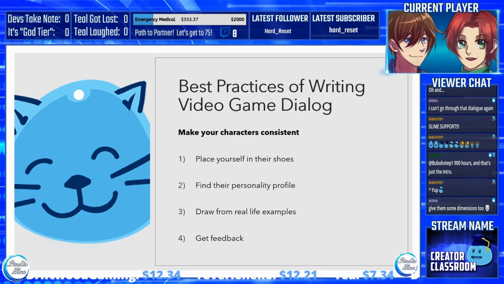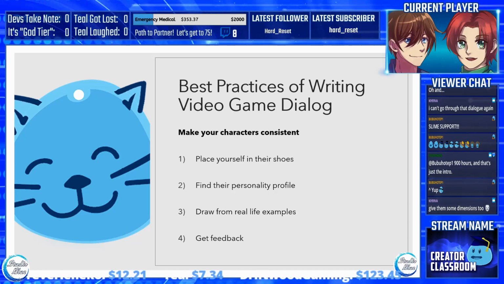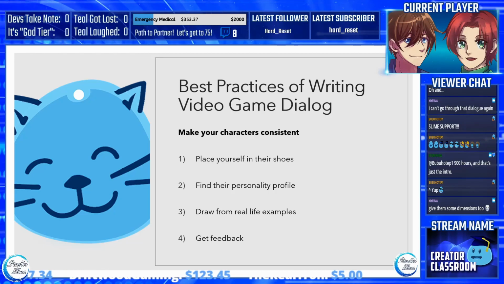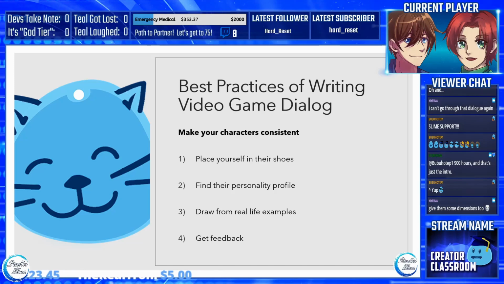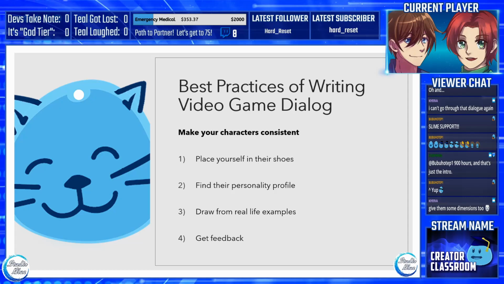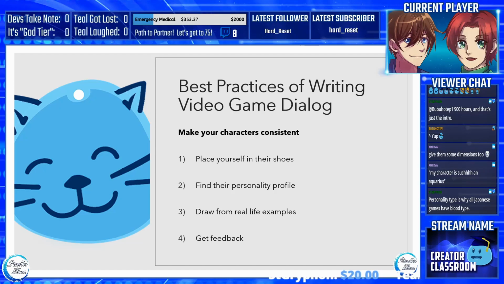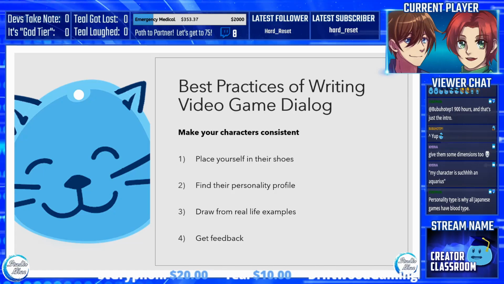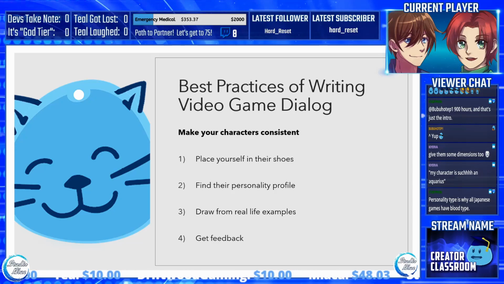Another thing you can do is draw from real life examples. You want to know how a bartender talks, acts? Go to a bar. Watch a bartender. Talk with a bartender. If you want to know what a bartender is like in a pub, go to a pub. There's plenty of them. A bartender in a pub will sound differently than a bartender in a five-star hotel. Very much so.